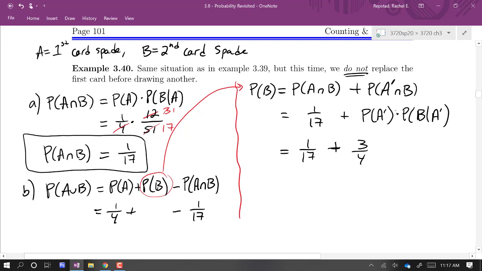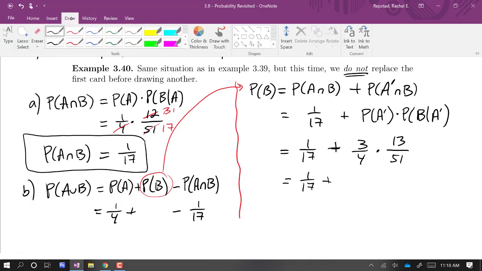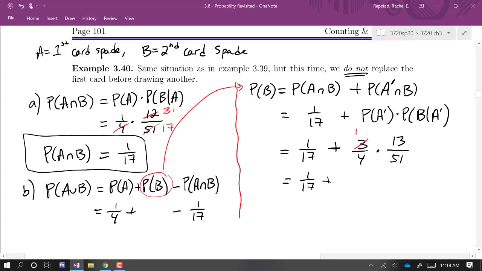The probability that I do get a spade on the second card I draw: well, there are 51 cards left in the deck, but this time I didn't draw a spade on the first one, so all 13 spades are still in the deck. So we're going to find this product. Let's see, 3 goes into 51 17 times. So we have 13 on top, and then 4 times 17 on the bottom.